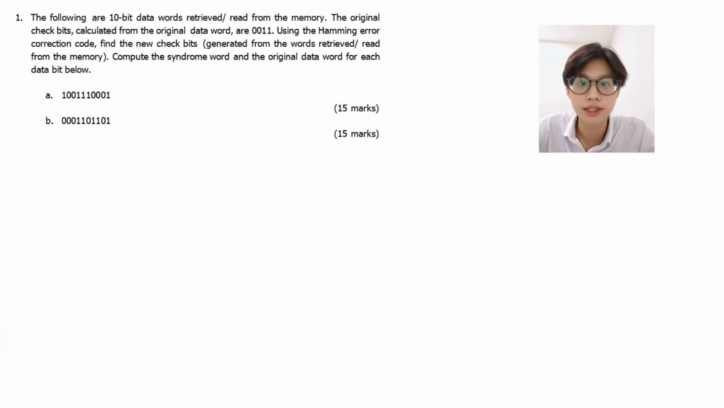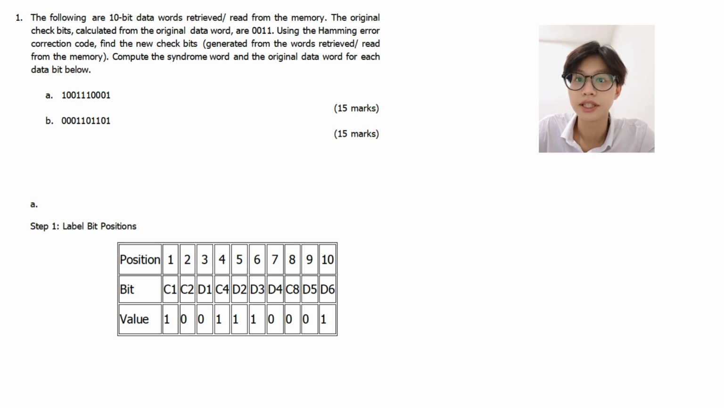Okay, for question 1, part A, we are working with 10-bit words. Each bit is placed in a specific position from 1 to 10. Based on the Hamming code rules, check bits are placed at positions 1, 2, 4, and 8. These are labeled as C1, C2, C4, and C8 in the table. The rest, positions 3, 5, 6, 7, 9, and 10, are the data bits labeled D1 to D6.